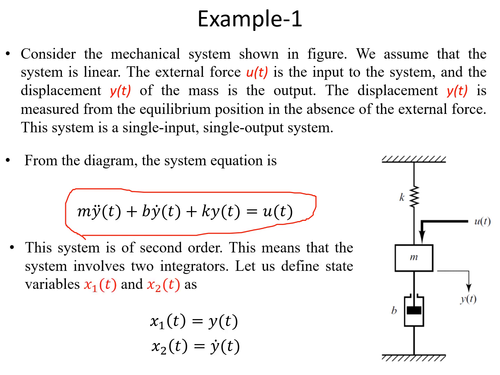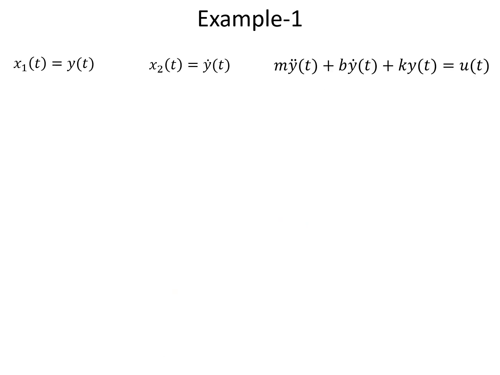Here I am going to consider two state variables, x1 and x2, because the order here is y double dash, so it is a second order system. So I am going to consider two variables, x1 and x2. x1 is taken as y of t and x2 is taken as y dash of t. Now we will see how to represent this using the state equation. So x1 of t is taken as y of t, x2 is taken as y dash of t, and this is our equation that we have for the mechanical system.